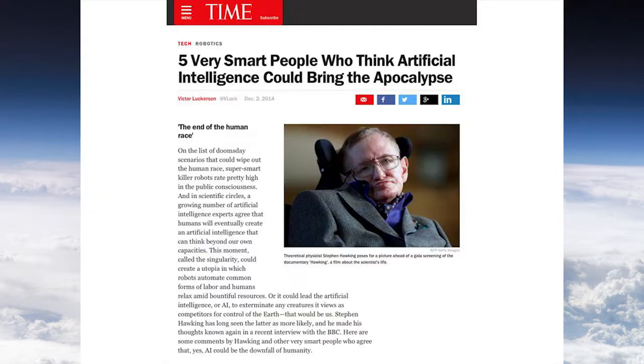Here is an article from Time recently, December 2nd, 2014. And they list 5 very smart people who think AI could bring on the apocalypse. Stephen Hawking's one of them, Elon Musk is one as well. And these are serious people. These are not people you've never heard of or people who've never achieved anything.